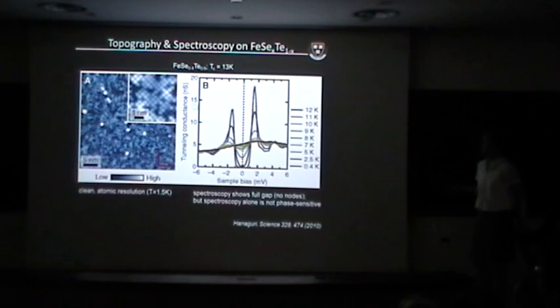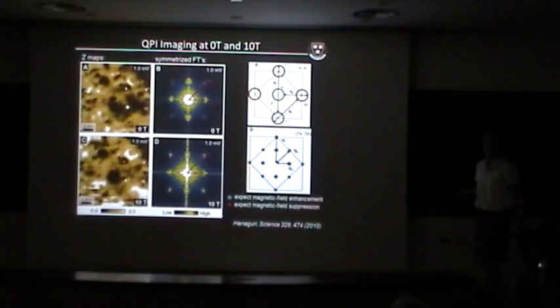Just to prove that he has a nice topography of the surface, this is iron, selenium 0.4, tellurium 0.6, with a Tc of 13 Kelvin, and he can track the superconducting gap as a function of temperature. He finds that at the lowest temperature there's a very clear flat bottom to the gap, a square wave gap, indicating that there are no nodes. Now as he changes the field from 0 Tesla to 10 Tesla, there's a clear difference in the pattern. Q3 almost doesn't exist at 0 Tesla and is very enhanced.